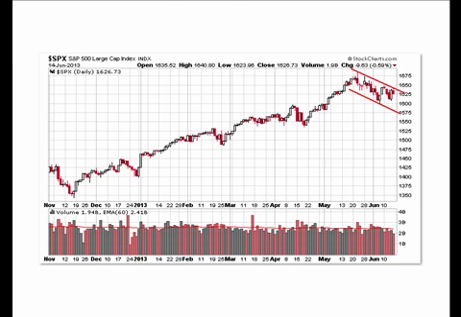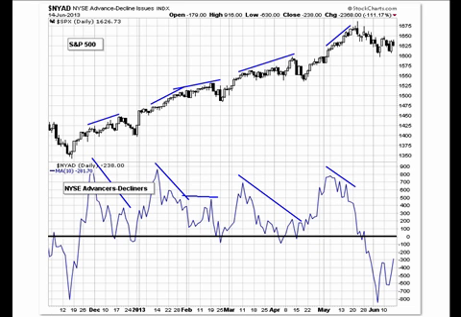All right, let's look at a couple indicators now. So here's the S&P 500 versus the NYSE advance-decline line. Obviously, the advance-decline line bottomed a couple weeks ago. It hit about the same level as it did last November. We got a little bit of a double bottom here, a new higher high.